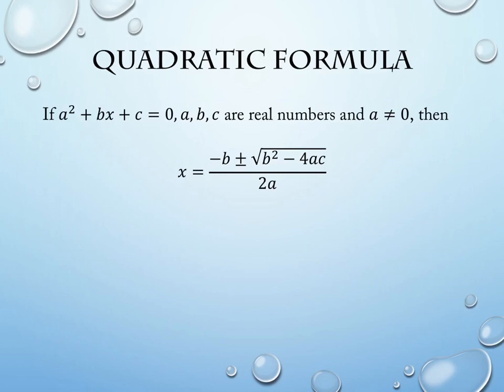So if ax squared plus bx plus c equals 0, where a, b, and c are real numbers, which will be given to you that way, and a is not 0. What would happen if the a were 0?